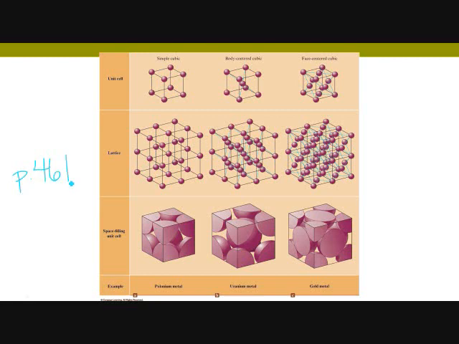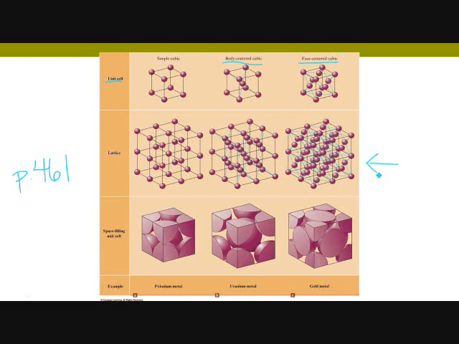The top row are the unit cells that we have, and we did body-centered cubic and face-centered cubic. We learned about those in Chem 1. I don't think we did simple cubic. But the lattice is just combining lots of those simple unit cells together. Okay, so it's just repeating in patterns for how the atoms are arranged in that crystalline structure.